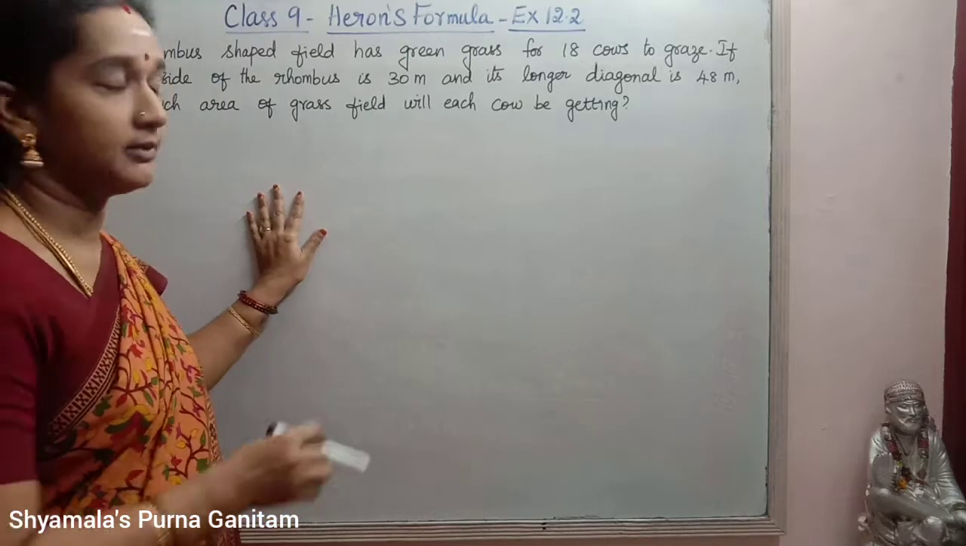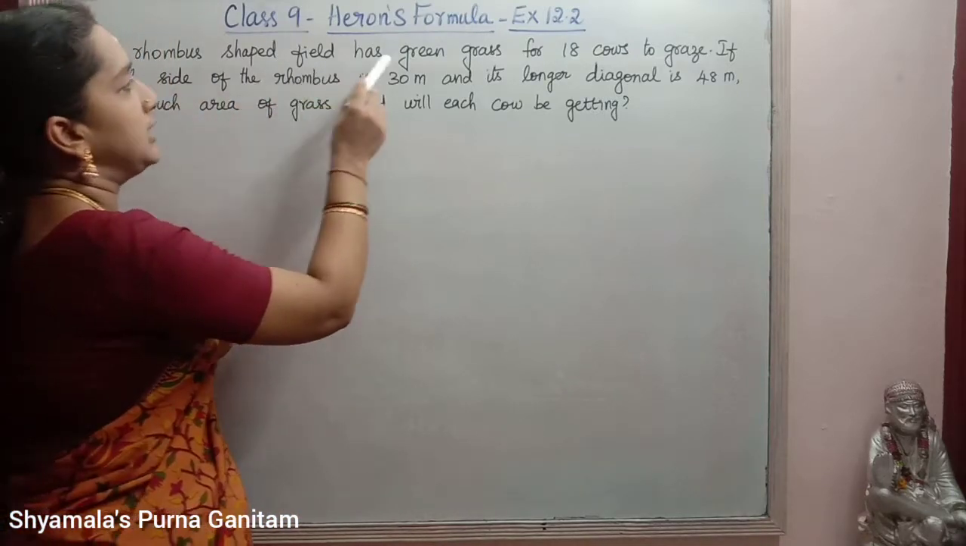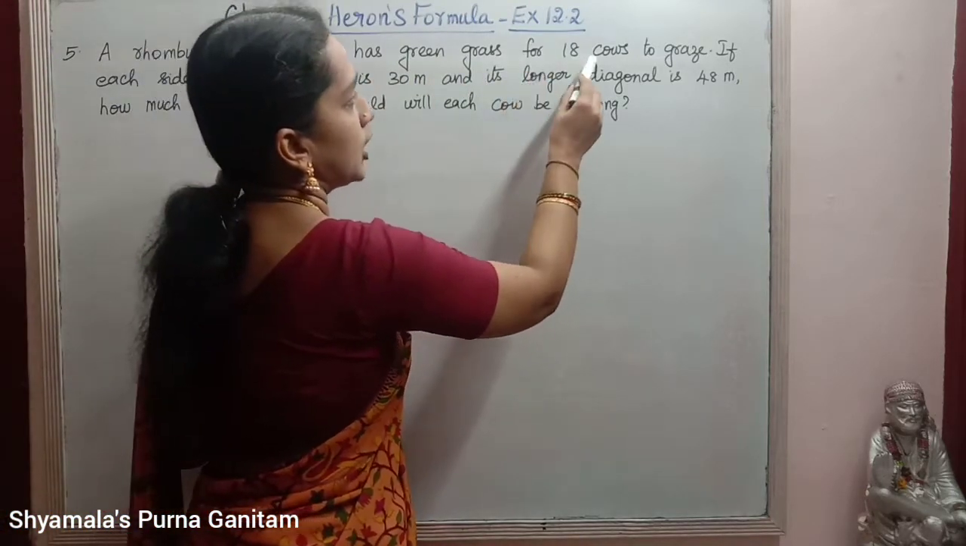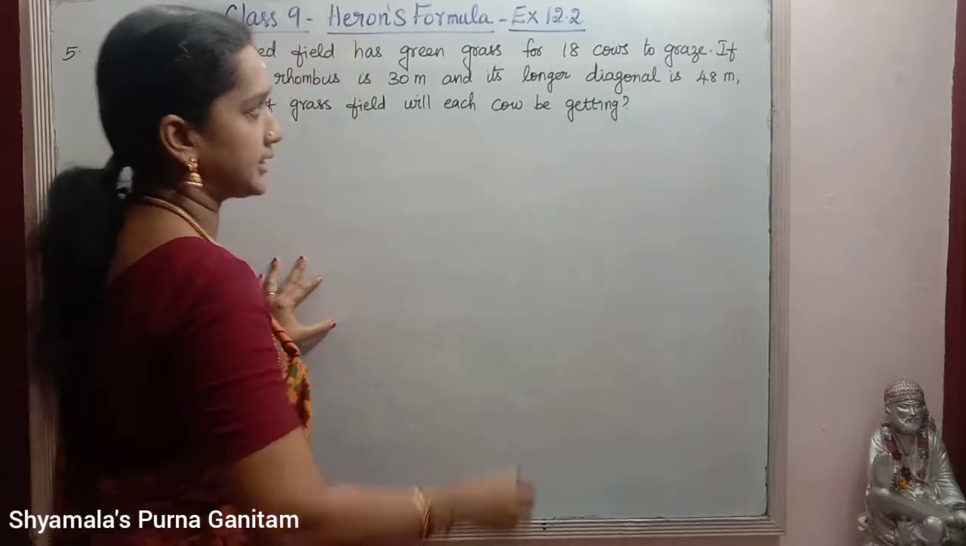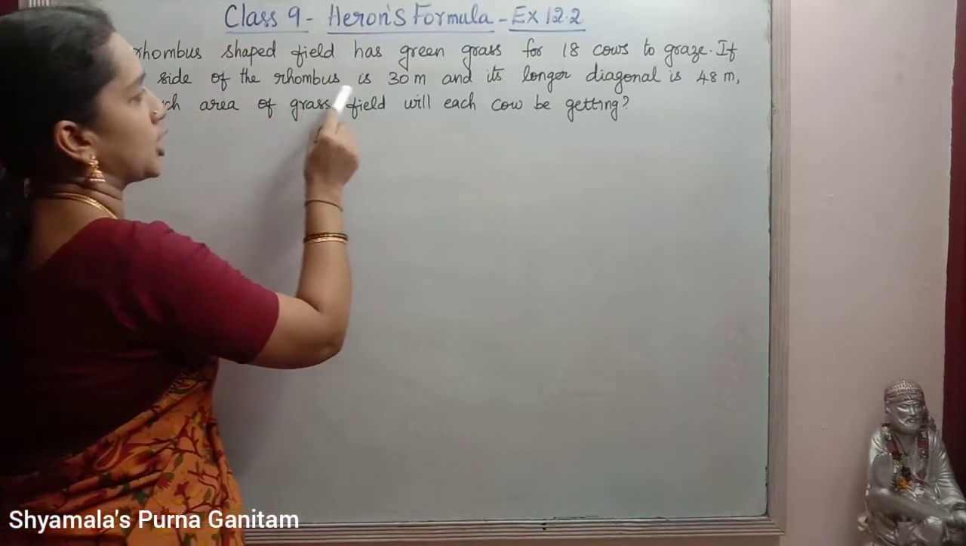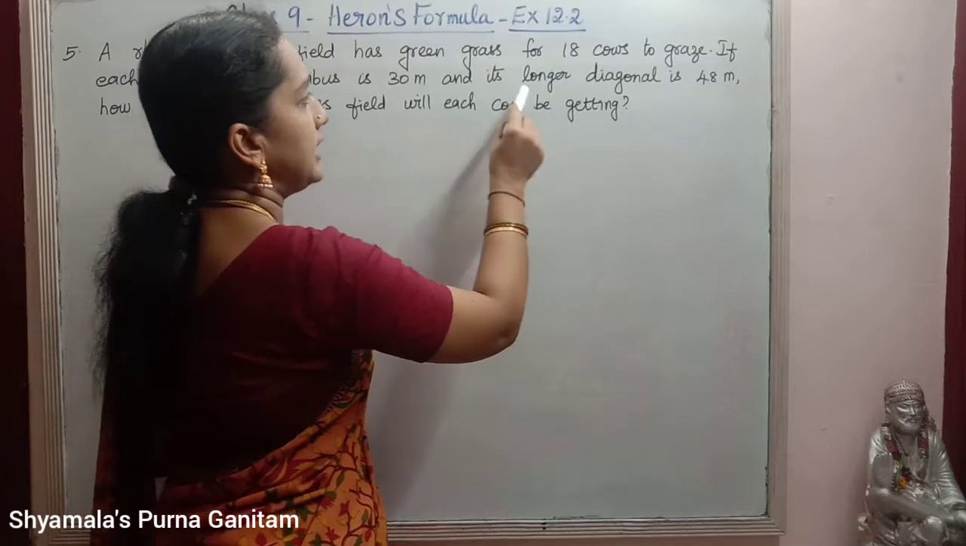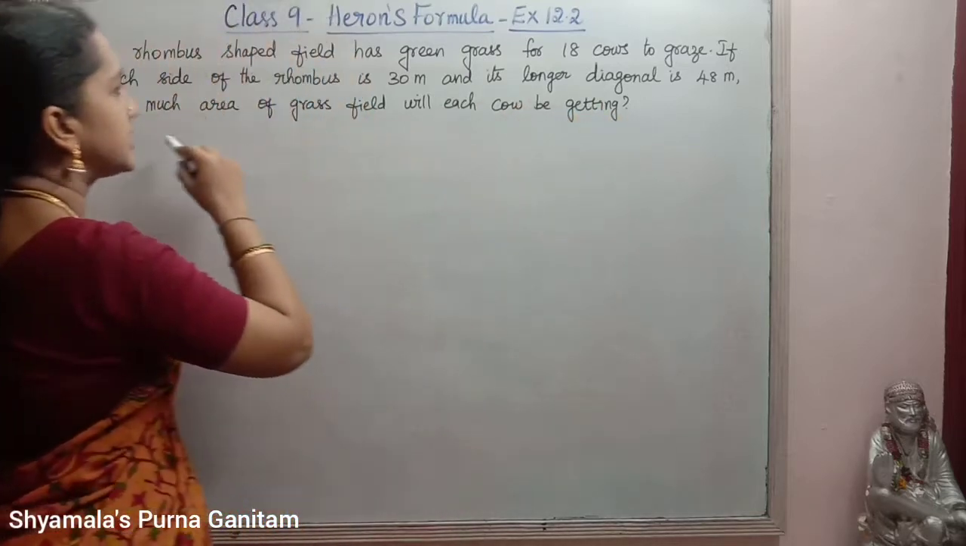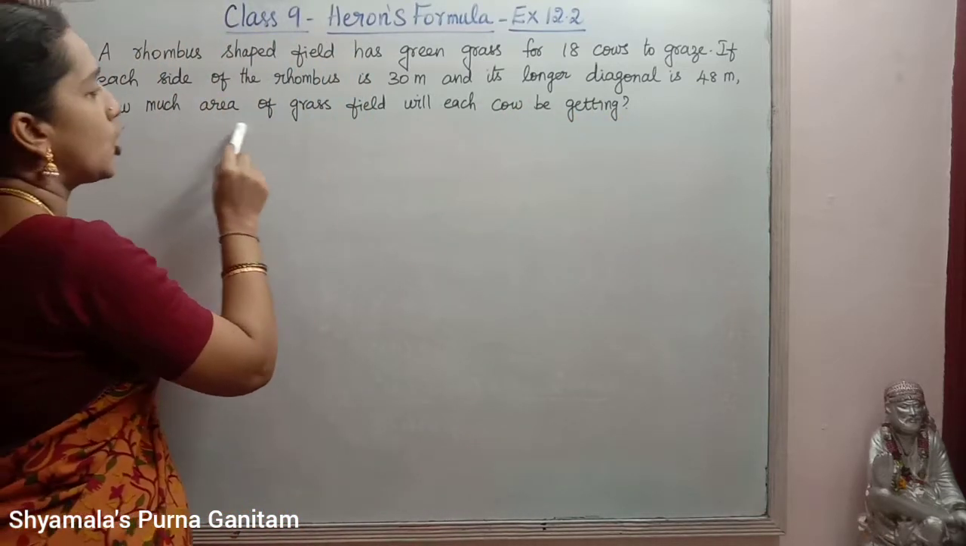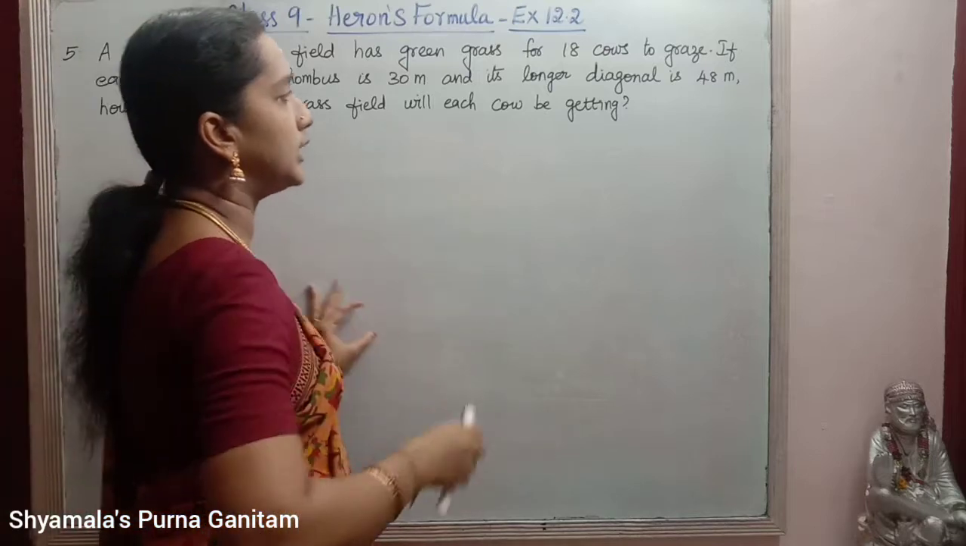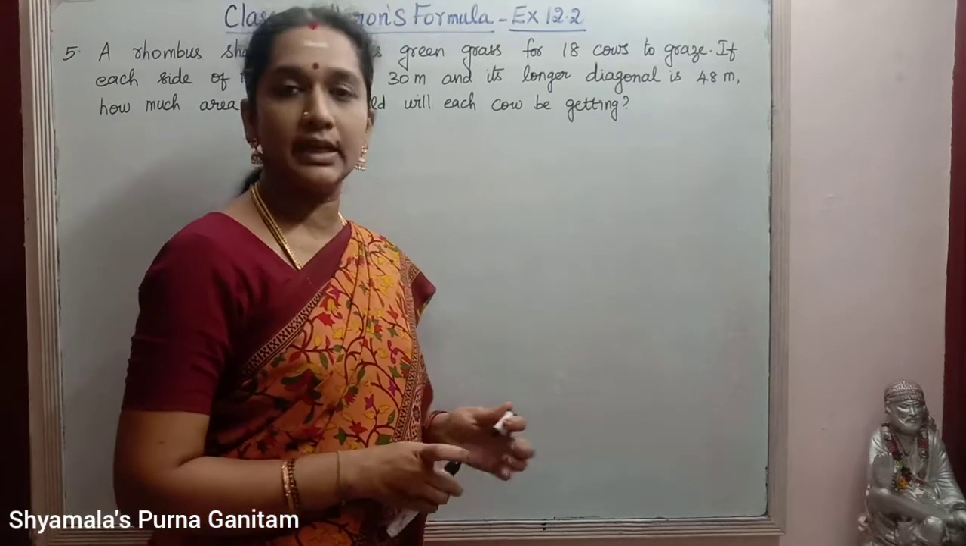Sum number 5. A rhombus shaped field has green grass for 18 cows to graze. If each side of the rhombus is 30 meter and its longer diagonal is 48 meter, how much area of grass field will each cow be getting?